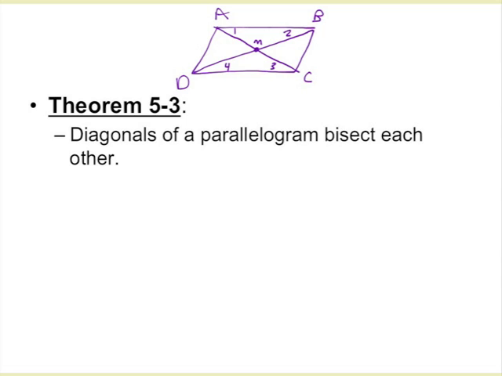So the theorem says diagonals of a parallelogram bisect each other. So the only thing that we know from the start is that this is a parallelogram, which should mean that AB is parallel to DC and AD is parallel to BC. Because what we have is a parallelogram, opposite sides should be parallel.